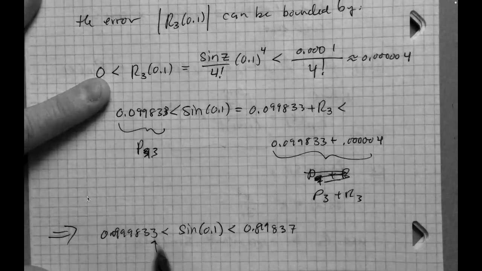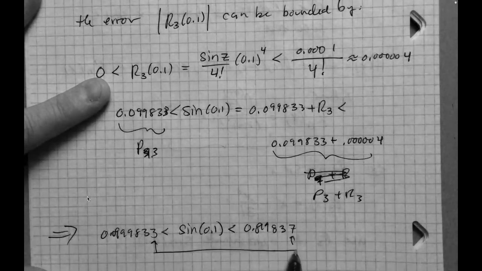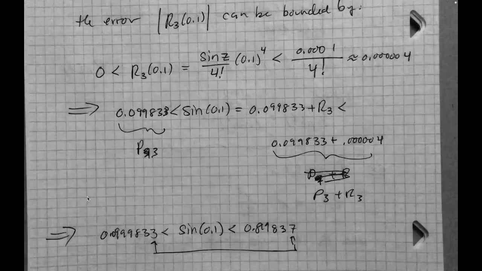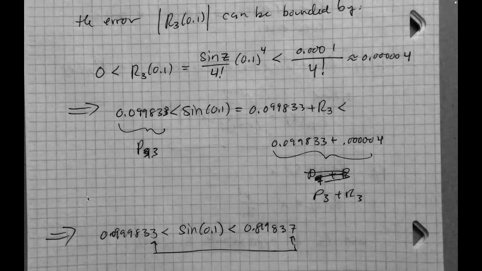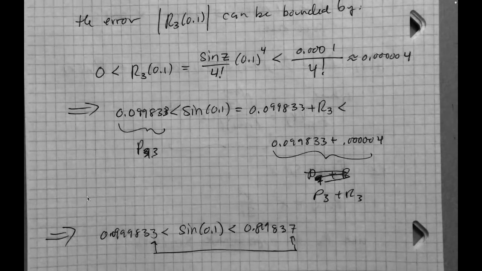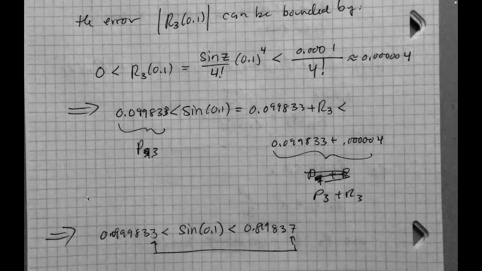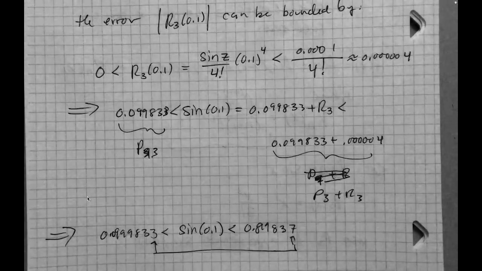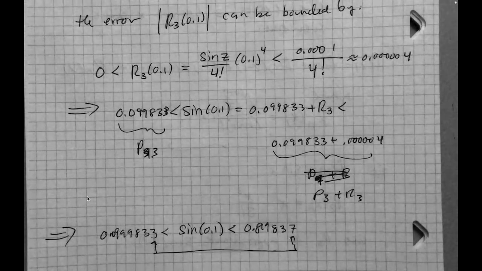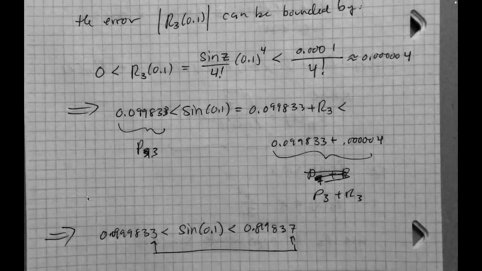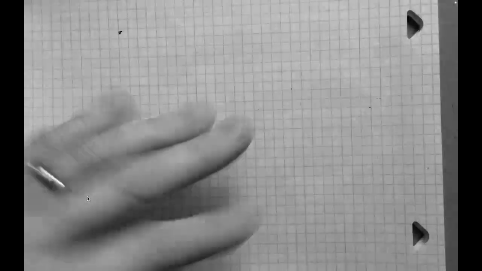99837, right? So really great precision even with a third degree polynomial. Okay. All right. So that's a little aside about remainders. Now sometimes you learn about the remainders in the Taylor polynomial section. Sometimes you learn about it when you need it for Taylor series. So we've elected to discuss it during the Taylor series.